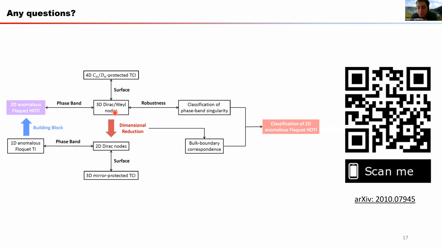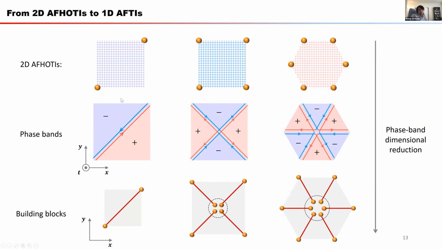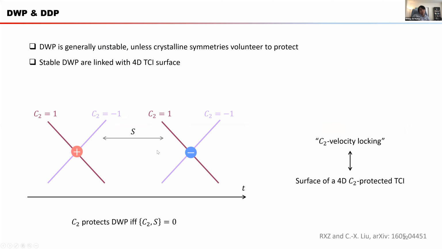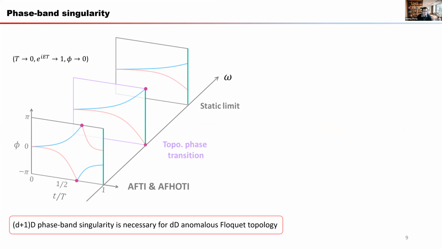Ruixing, I have a question. Yes. You made a comment somewhere that these things are protected from adiabatic perturbations. What does adiabatic mean here, especially because these phase bands seem like generically gapless? Oh, that's an excellent question. Let me go back to some slides. Yes, this slide. This is actually an excellent question.